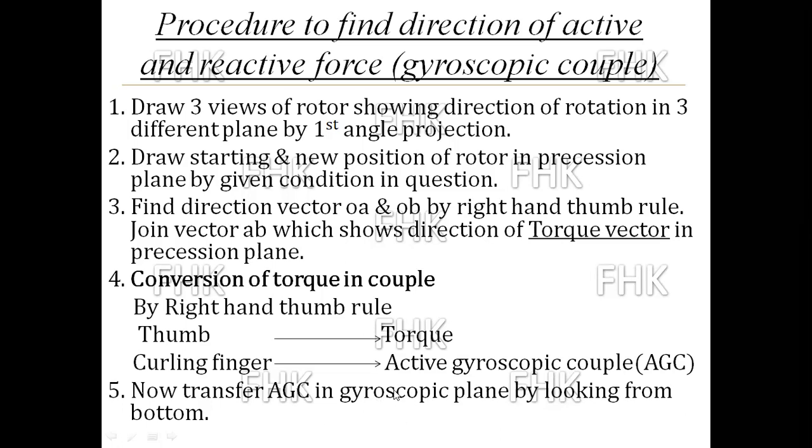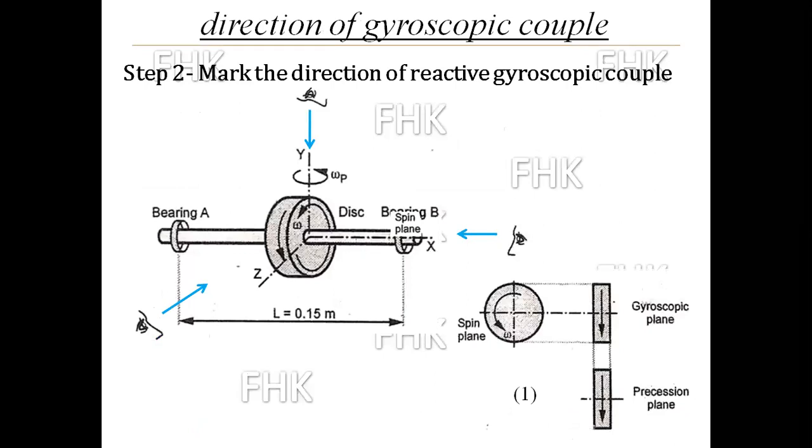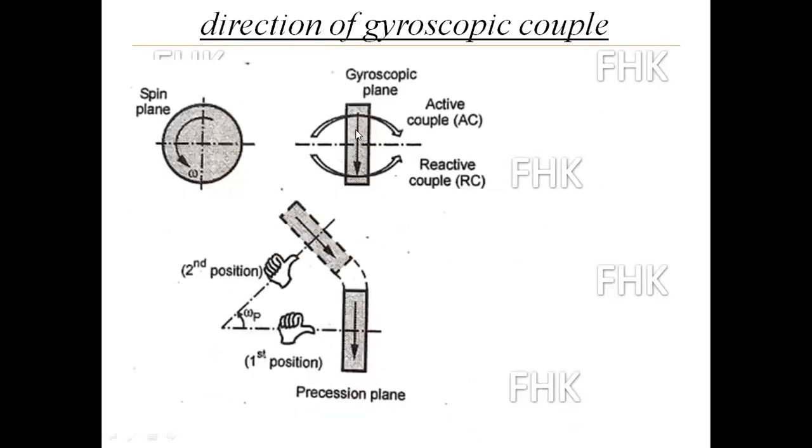Because the active couple and reactive couple act in the gyroscopic plane, and we have to find out the direction of the reactive couple. So first we find the direction of the active couple, and the reactive couple is exactly opposite to the active couple. The next step is to transfer that active couple into the gyroscopic plane. So which is the gyroscopic plane? This is the gyroscopic plane, this is the spin plane, and this is the precession plane.